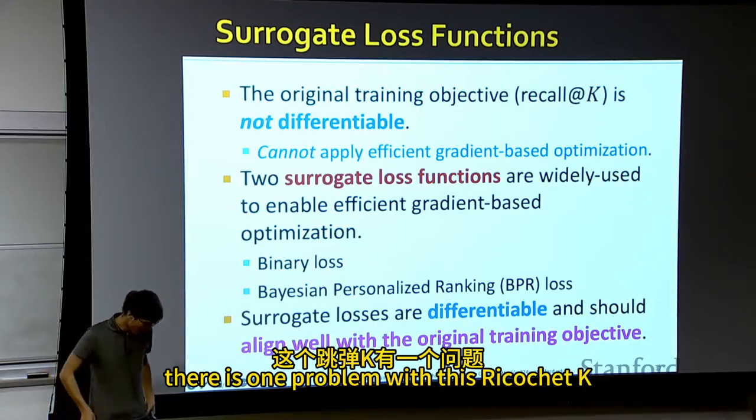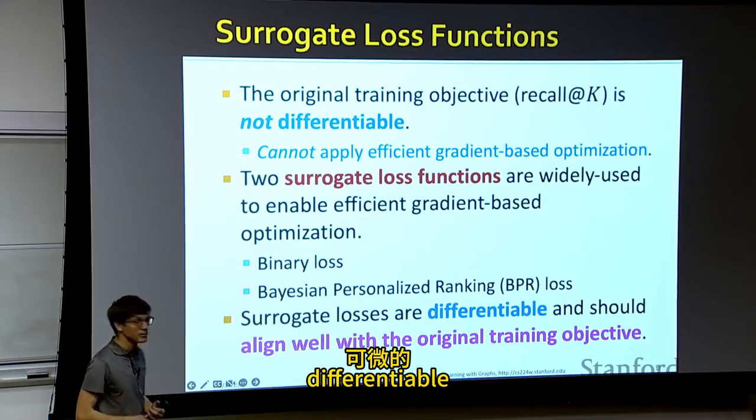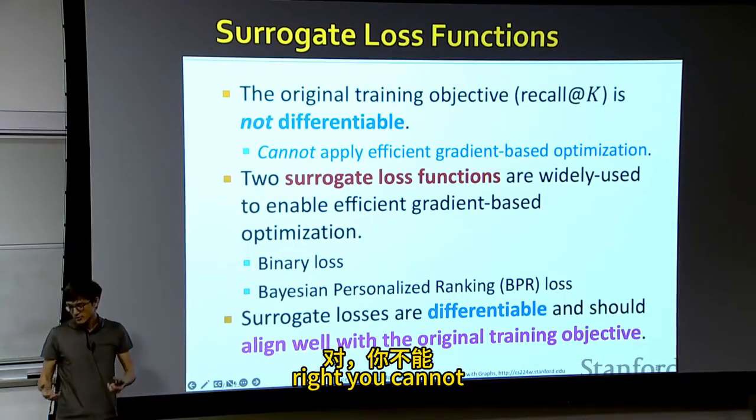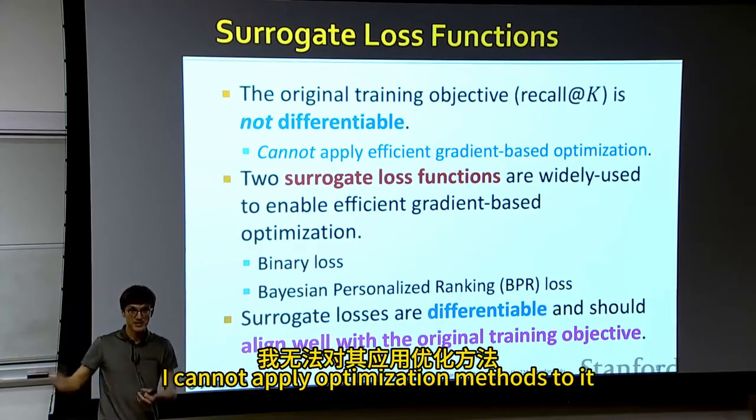There is one problem with this recall at k. The problem is that this original objective function is non-differentiable, right? I cannot apply gradient-based learning to it. I cannot apply optimization methods to it.